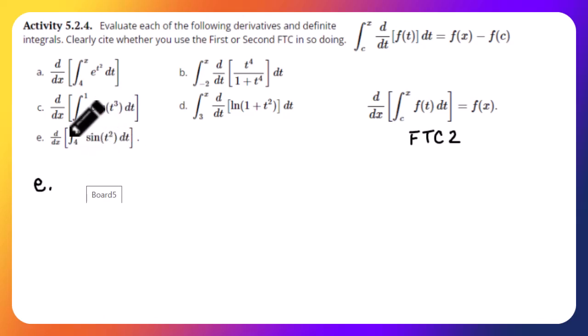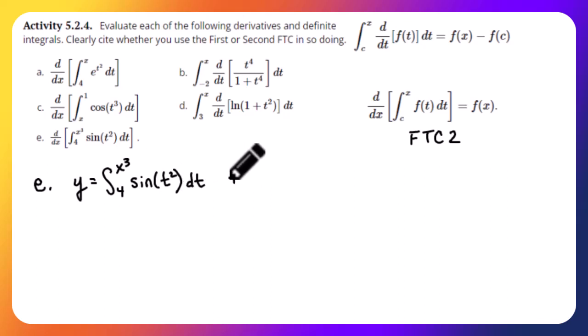Let y be what we're taking the derivative of. So let's let y be equal to the integral from 4 to x cubed of sine of t squared dt. And let's let u be equal to the upper limit of integration, which is x cubed. So by doing that, we could rewrite this as y is equal to the integral from 4 to u of sine of t squared.